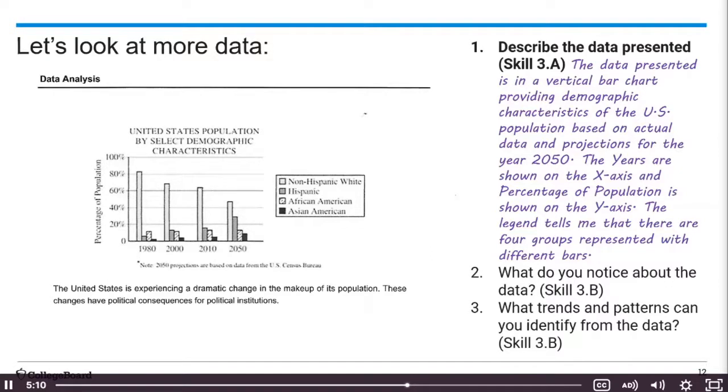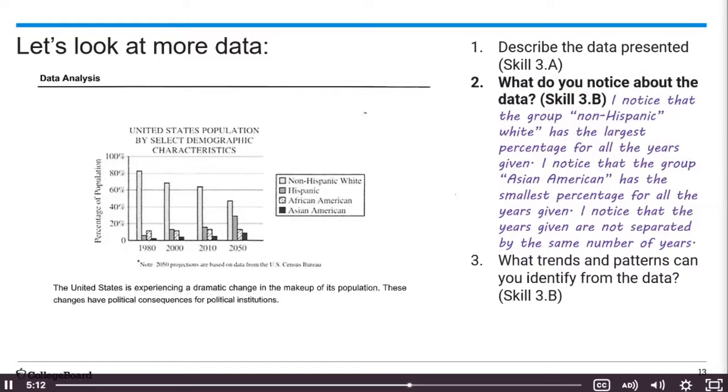So what am I noticing here? The group non-Hispanic white has the largest percentage for all the years. The group Asian American has the smallest percentage for all the years, and that the years are not separated in the same way. It goes from 1980 to 2000, 2000 to 2010, and then 2010 to 2050. Why? I don't know, but that is just something that I noticed.